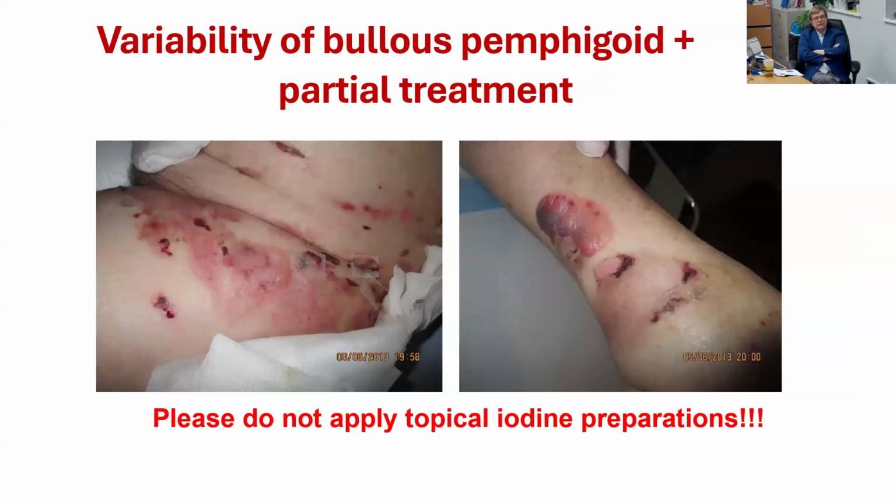Next one. And here you see the blisters that are partially treated. The very worst thing is these patients come in and they're all treated with povidone or an iodine type of preparation. Iodine's pro-inflammatory. This is an inflammatory disorder. Please don't use iodine. And they're not going to be hot to the touch, and they're going to be itchy rather than painful in general. And this is what it looks like with partial treatment. So try not to put iodine on these people.